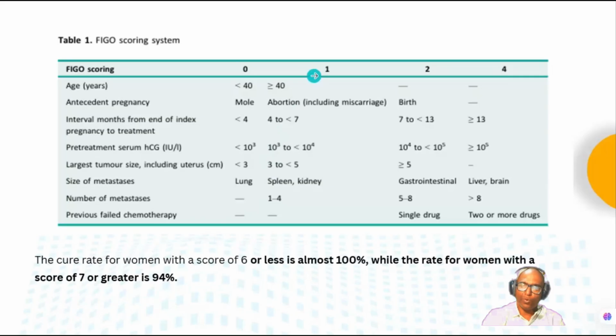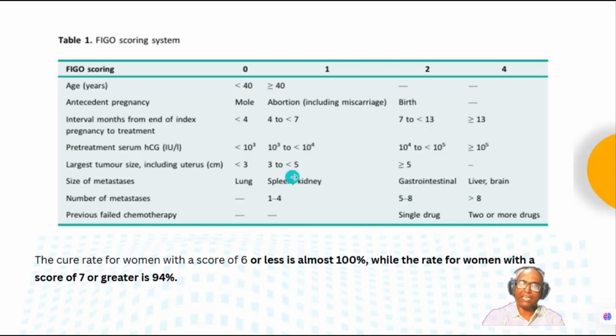Then comes the score 1: age more than or equal to 40. If it is following abortion, then the interval from the end of the index pregnancy to the treatment, if it is after 4 months up to 7 months or less than 7 months, in that case you will give 1 score. The beta HCG from 1000 to less than 10,000. Remember, it is less than 10,000. 10,000 is here, 1000 is here. Then largest tumor size 3 but less than 5.